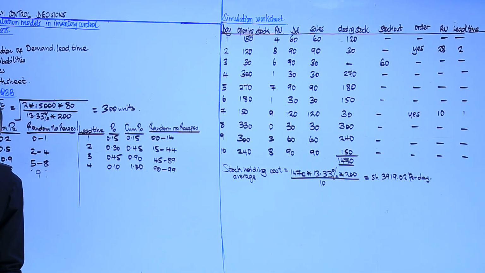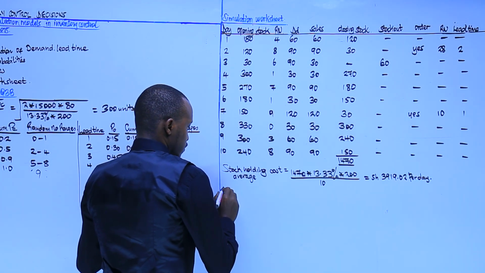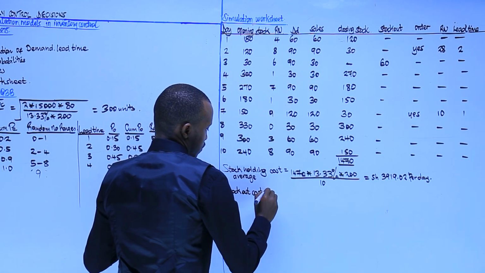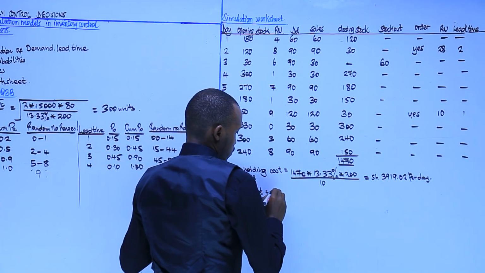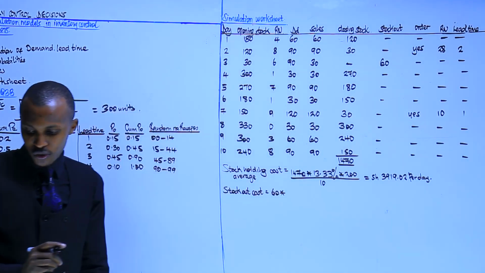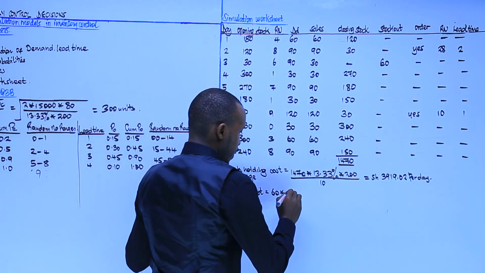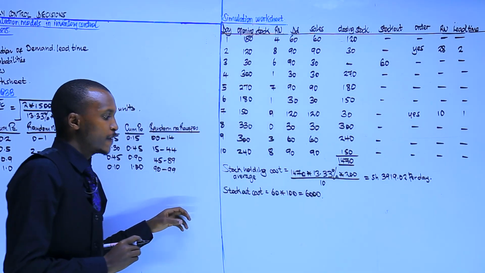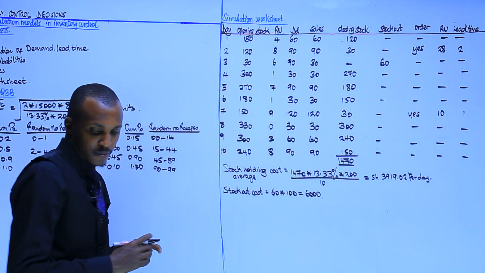Now, they're not asked, but in case they ask for your stock out costs, your stock outs were only 60. So you're going to take 60 by your stock out cost per unit, and your stock out cost per unit was 100. So this is 6,000. If you want it per day, you simply divide by 10.